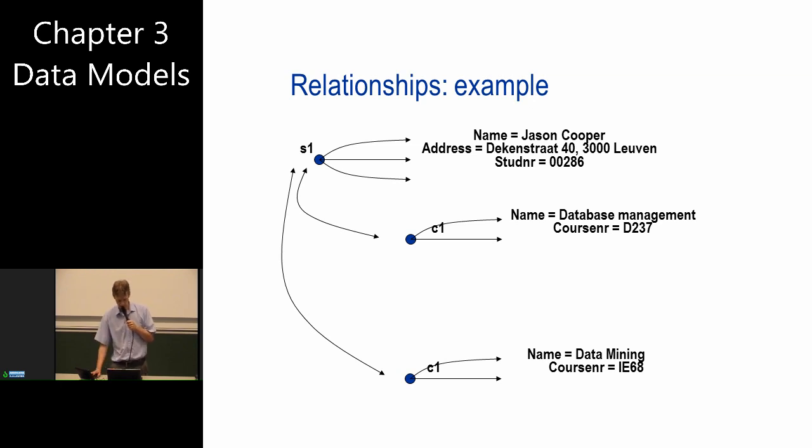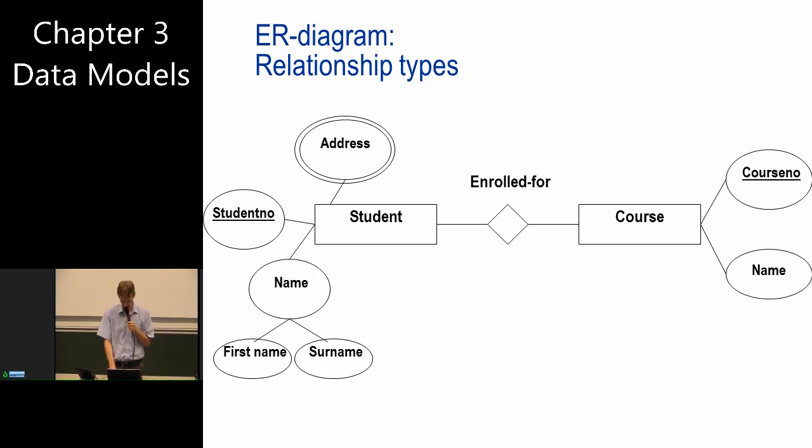Here you can see a relationship type between student and course. So we have two courses, database management and data mining, and we have a student, Jason Cooper, and Jason Cooper is actually going to attend both of these courses. So there's a clear relationship between Jason Cooper and both of these courses.